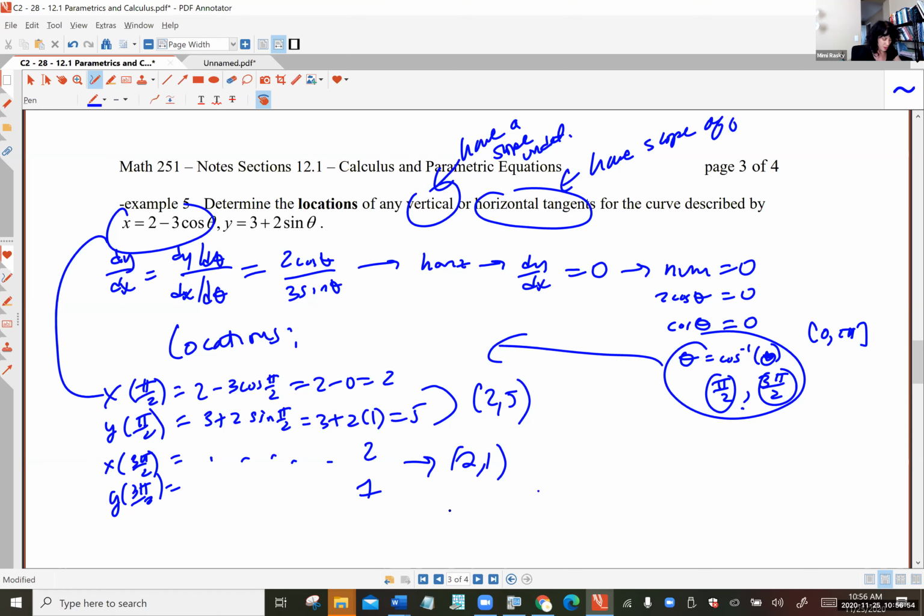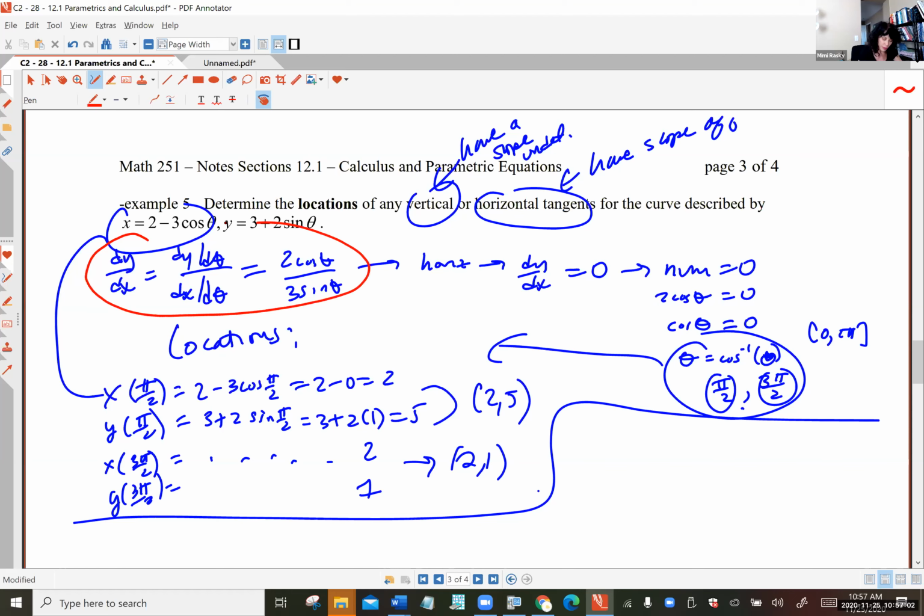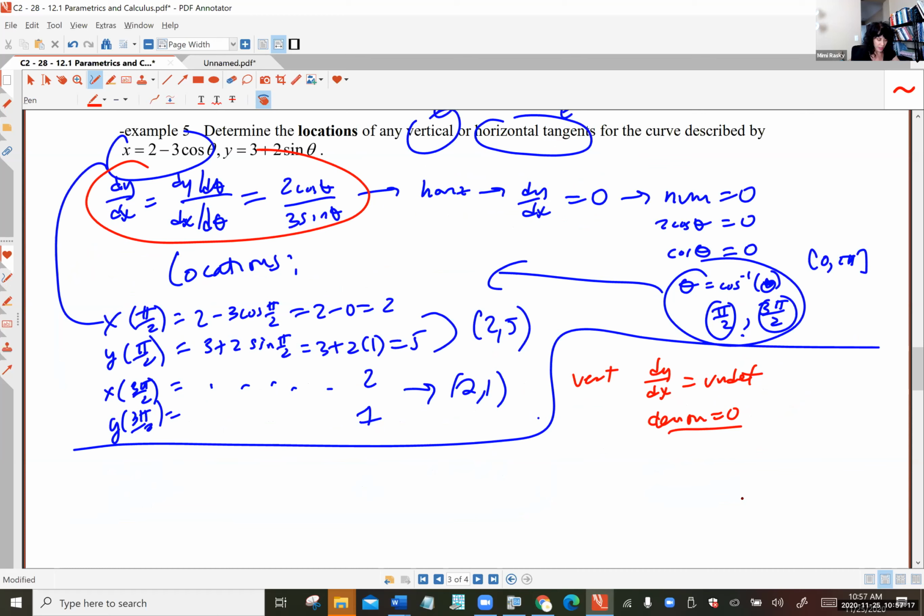Fine, so we're done with horizontals. Now let's do verticals. How do you get vertical? If you look at your derivative, knowing what we know about vertical lines, we want dy/dx to be undefined. That will happen when the denominator is equal to 0. That's the key right there. So look at the denominator. It's 3 sine theta. When is that equal to 0?